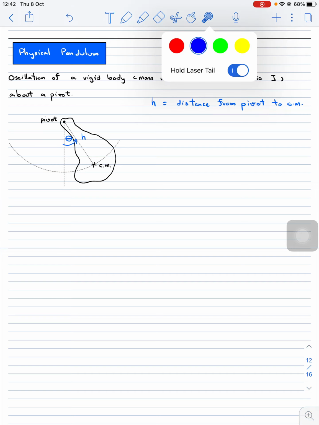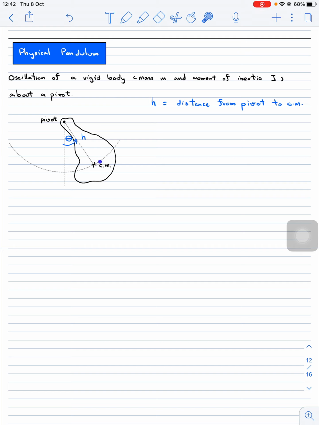Okay, so let's say this position is the center of mass of the rigid body, and the distance from the pivot to the center of mass is equal to h here. The center of mass is the position that the force exerts on. So in this case, we have mg, which just exerts in this direction. It's just the same as the simple pendulum. We want to find the torque due to this mg, right?